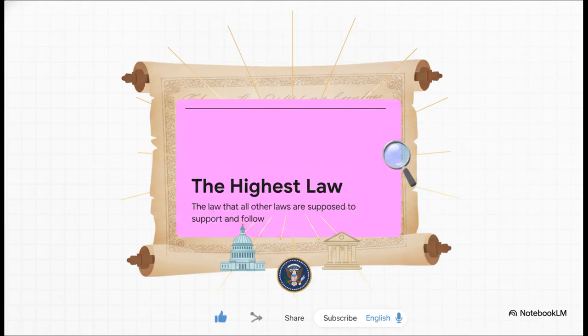So here is the absolute core concept you need to grasp. The Constitution is the highest law in the land. Period. It's the foundational set of rules that explains exactly how the entire U.S. government operates and what rights citizens actually possess. And here's why that is a truly massive deal. Every single law passed in the United States must follow this exact document. It is the gold standard, and literally all other laws are supposed to support it.